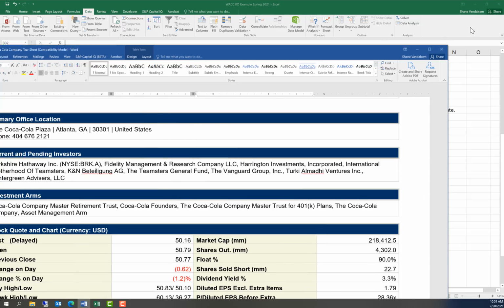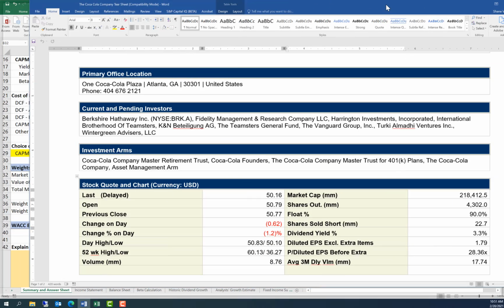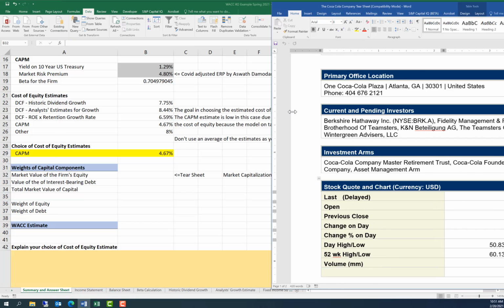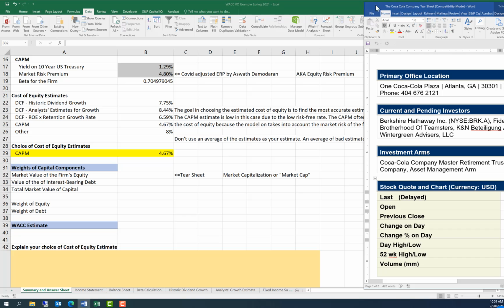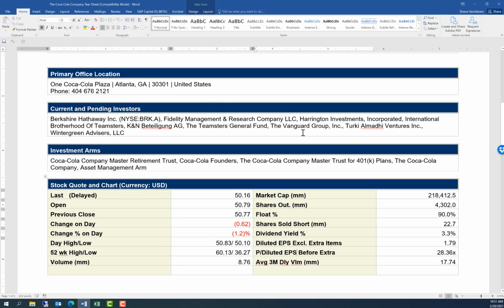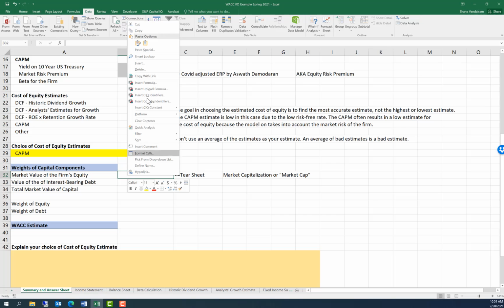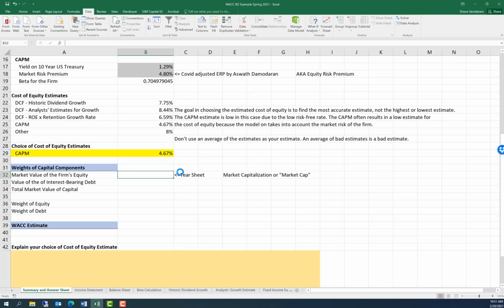Just going to plug it in. Trying to make it so I can see both at the same time. Let's see here. Shrink that down a little bit. Doesn't want to cooperate, so I'll just try to copy and paste it here. All right, there we go. 218,412.50. The value of the interest-bearing debt.